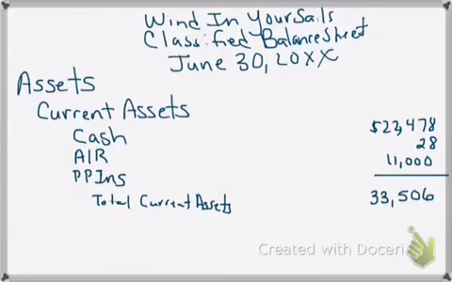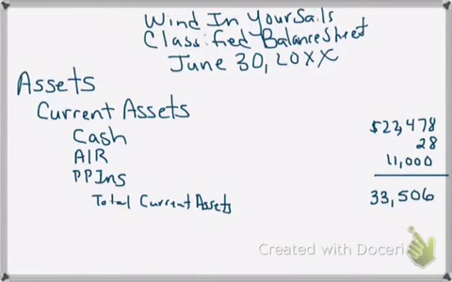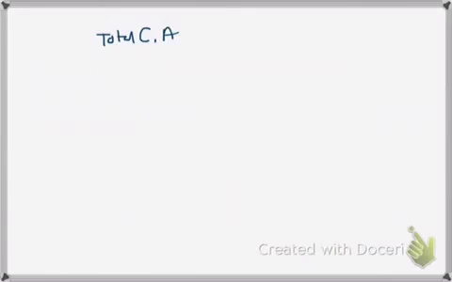So when I get to this, I have this total current assets, and it was valued at $33,506. So now I'm going to finish the statement out. I'm just going to put that up there so we can see where we were at with the whole statement.